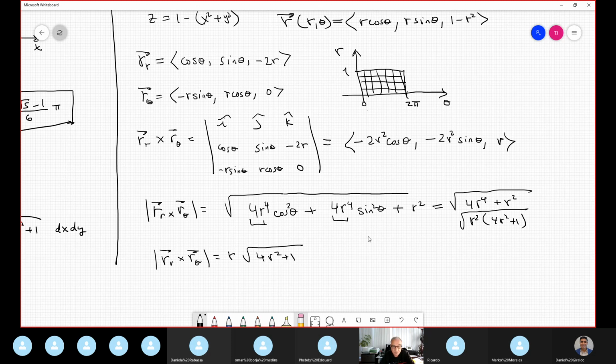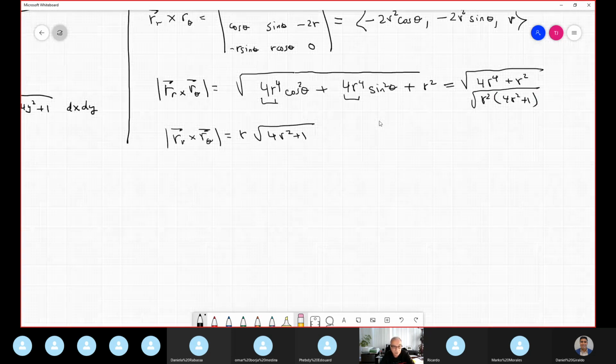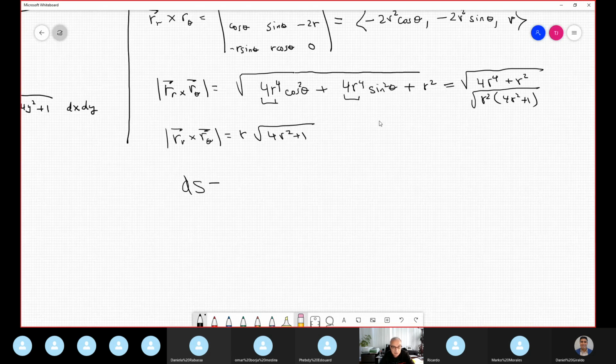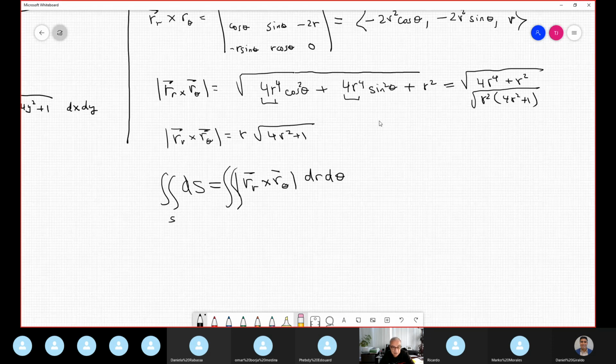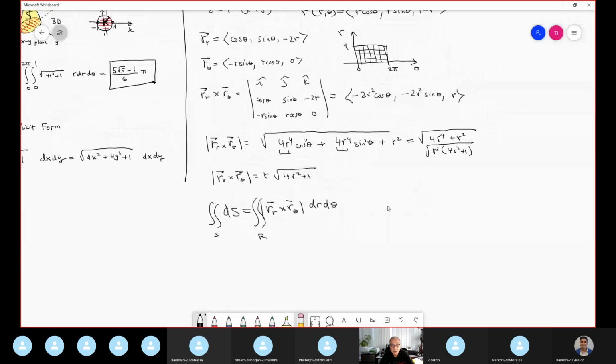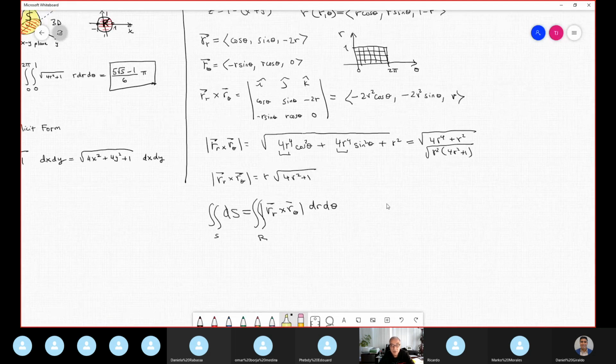Okay, now in order to find the surface area, the dS is this guy, dr dtheta. Then you integrate here, and this integral is a double integral, not a surface integral. And then who is the region R? The region R is different now. The region R is this region, which is rectangular.